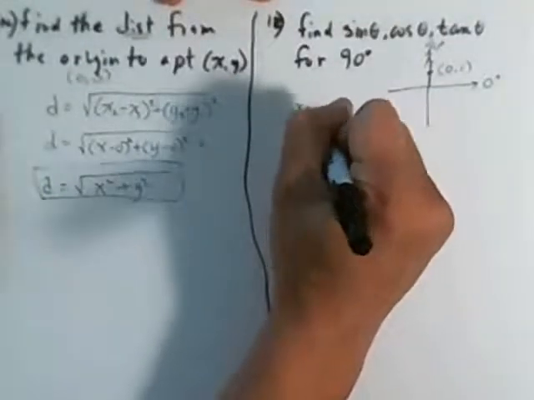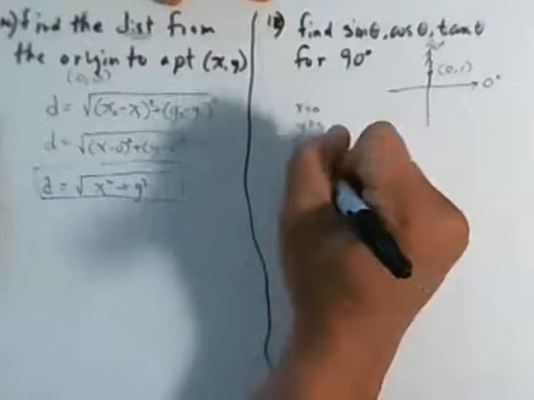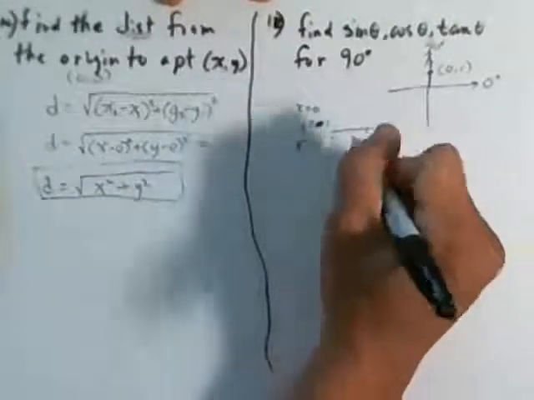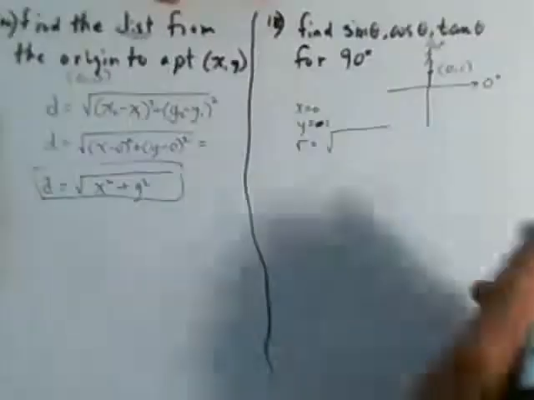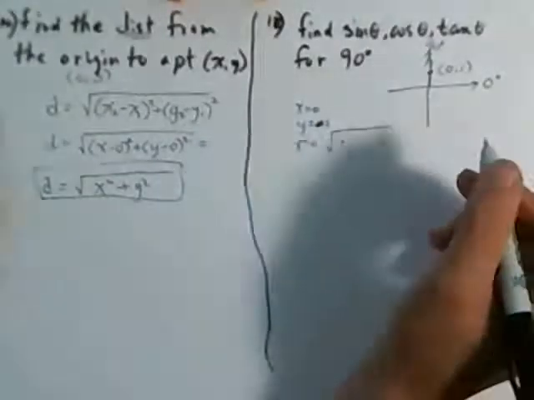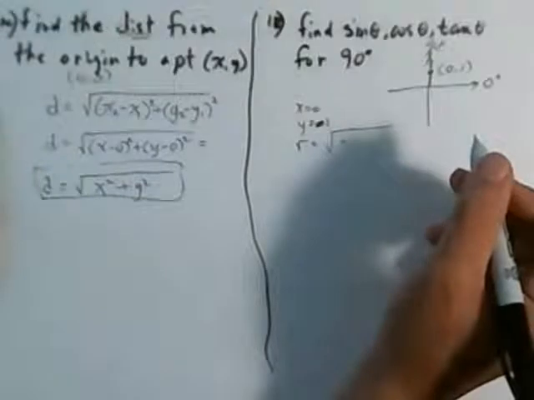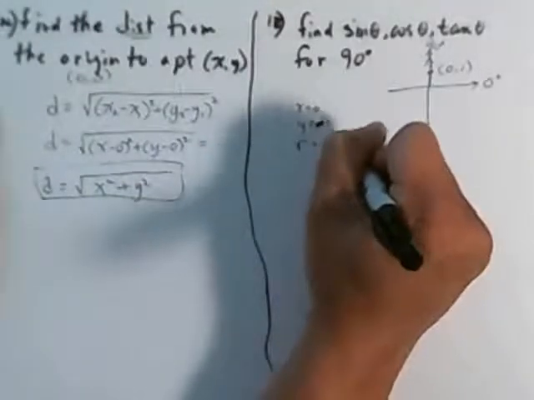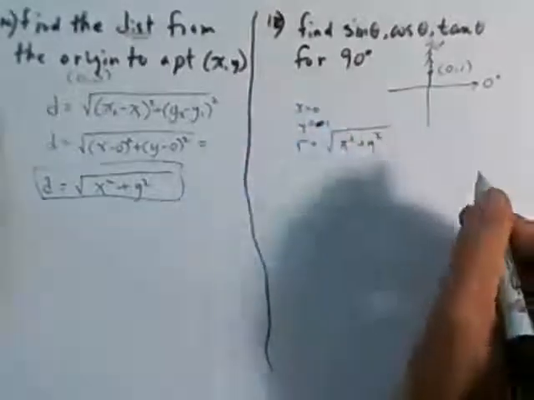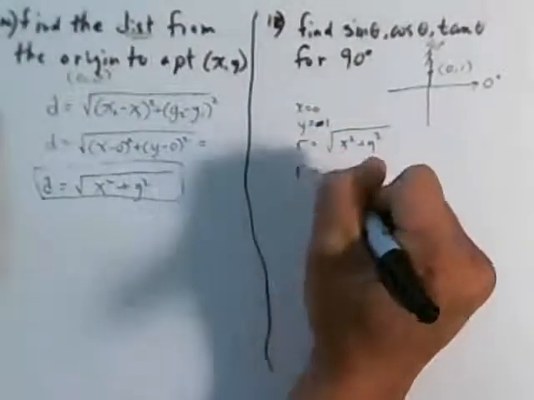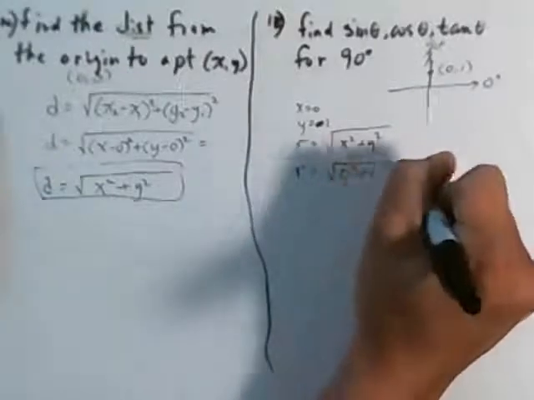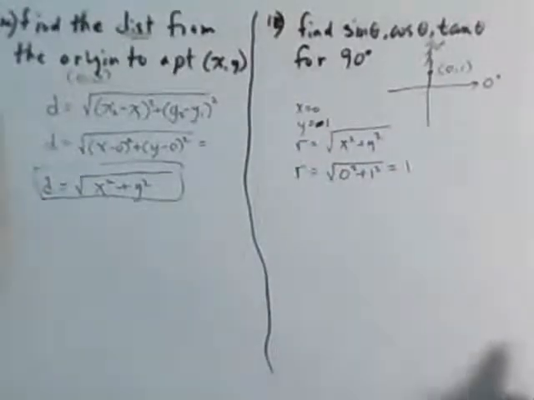X equals 0, y equals 1. The radius is equal to the square root of x squared plus y squared. So the radius is equal to the square root of 0 squared plus 1 squared, which is 1. The square root of 1 is 1.